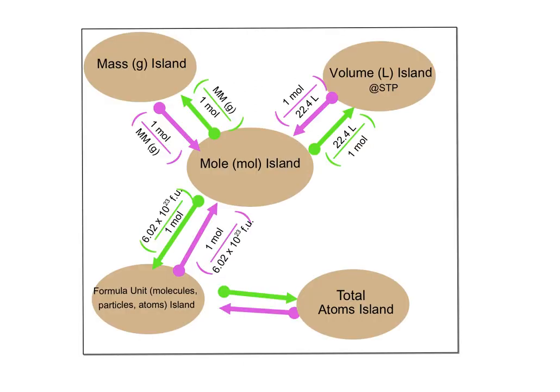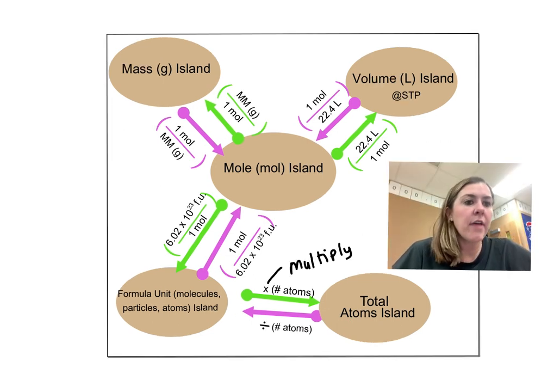All right, after you do those problems, or if you're saving them for the end, the last island is Total Atoms Island. Notice Total Atoms Island comes from FU Island, so there is no connection or direct flight from total atoms to mole. You actually have your arrows going from total atoms to formula unit island. All right, this island is pretty easy. If I have a molecule here, instead of just atoms like an element, and I want to know how many total atoms there are, I'm going to multiply the number of molecules, or the formula unit, by the number of atoms in one molecule.